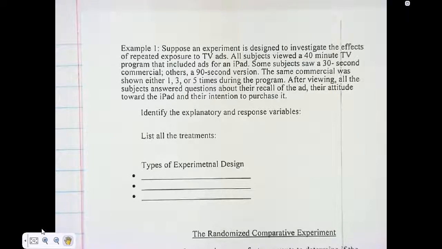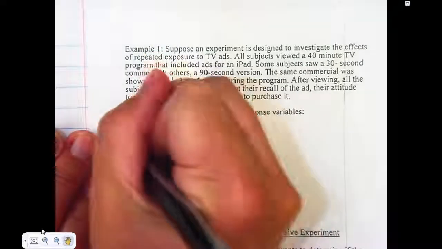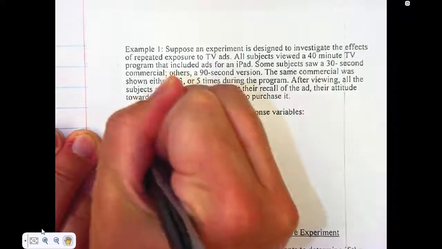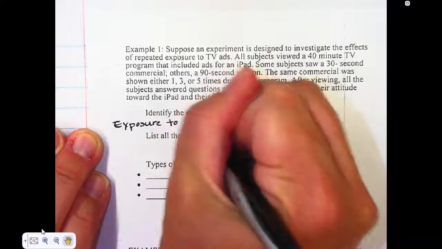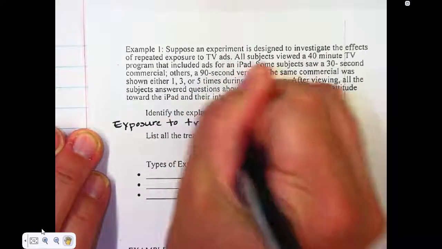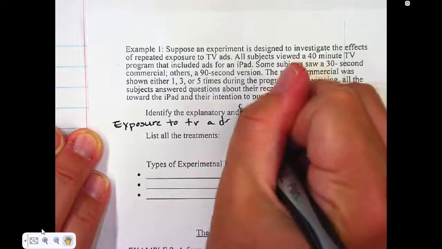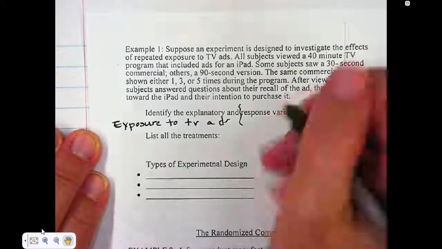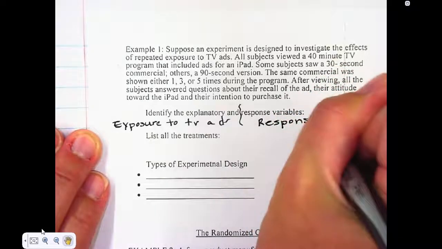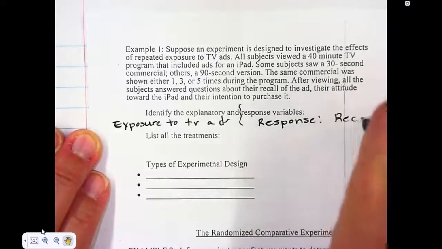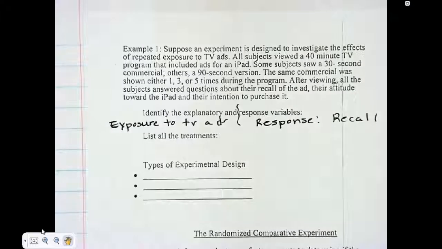So first of all, they wanted to start off with what's the explanatory variable and what's the response variable. What they're using to explain here, the explanatory variable, is the exposure to TV ads. So that's the explanatory. And then what they're measuring, the response variable, is recall. What did they recall? That's what was being measured there.